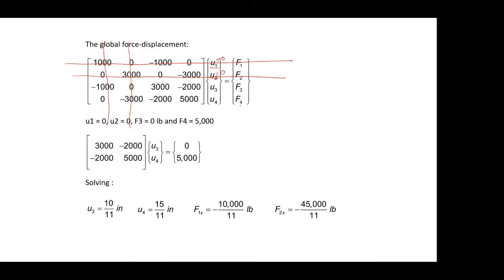So I get the value of F3 and F4. I know them. F3 is 0 and F4 is 5,000. I solve for U3 and U4. The answers I get are going to be exactly the same like before. Now, obviously, before I had U2 and U3, but now these are called different names. They are called 3 and 4 because I've changed the numbering of them.